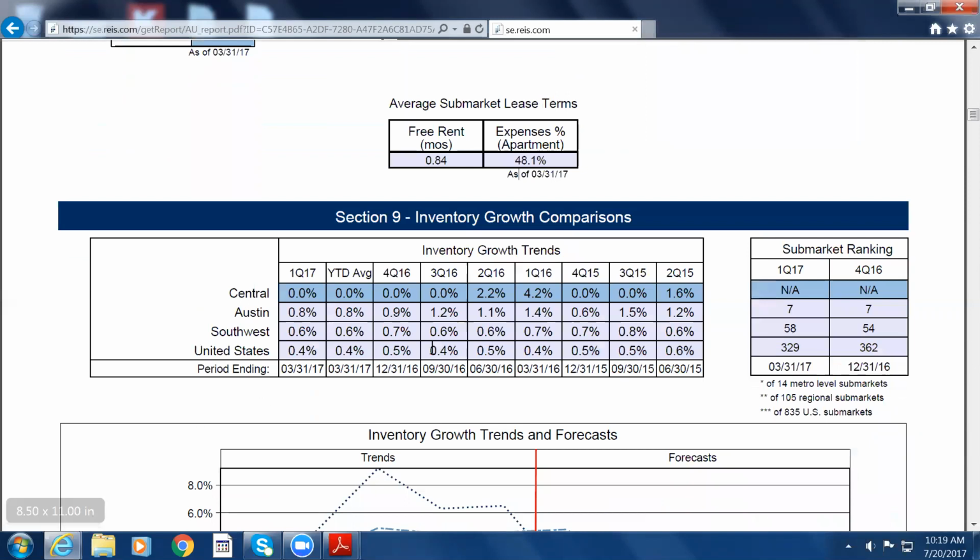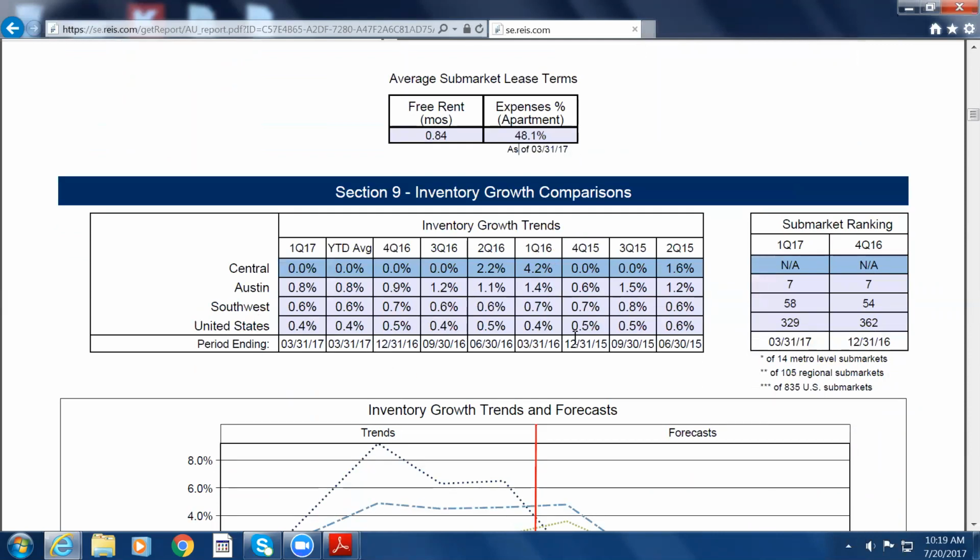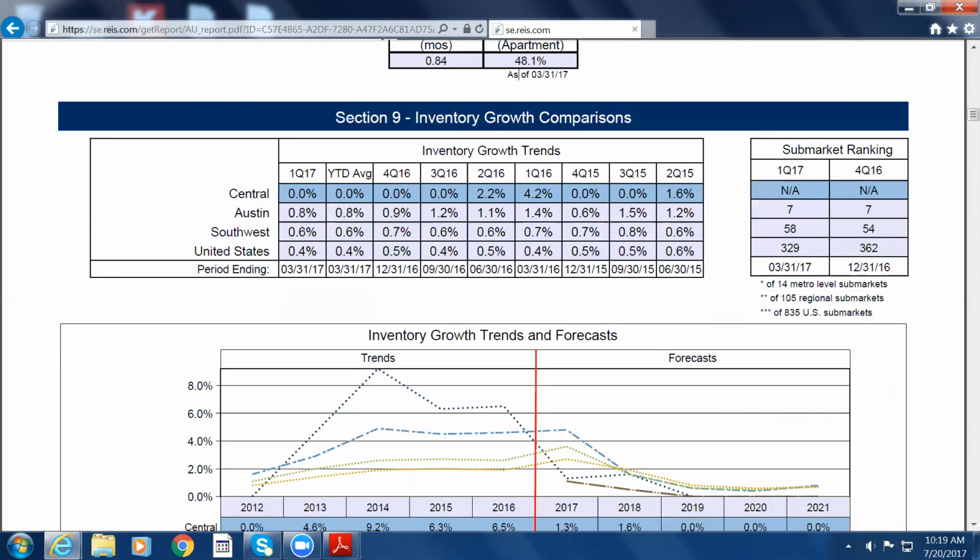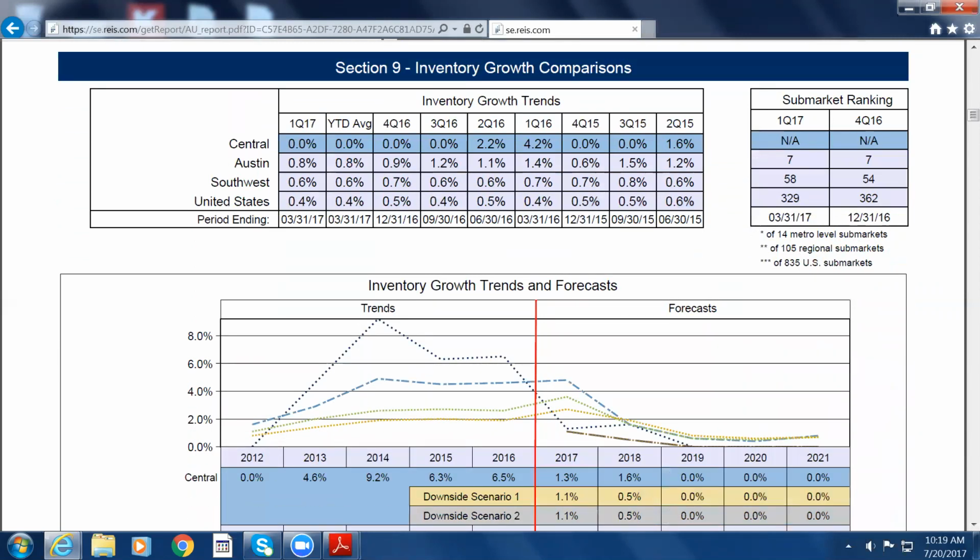And it looks like a lot of that growth that we saw in that submarket was just a little over a year ago, sort of leveling out here. That seems to be the case even nationally. And again, providing you with a ranking on the right-hand side. We'll scroll down a little bit so you can see that chart as well.